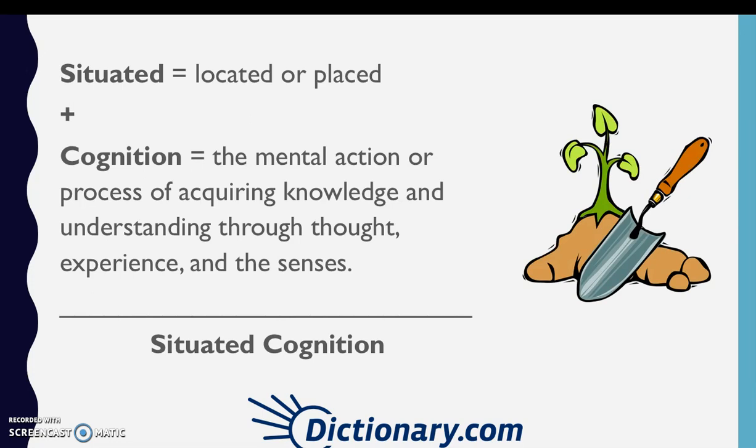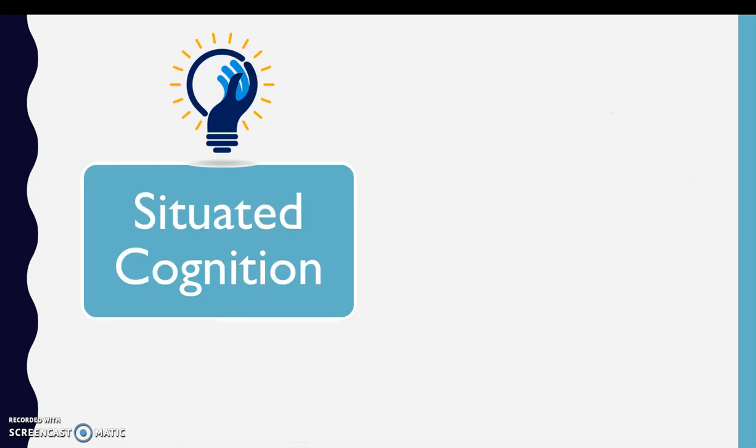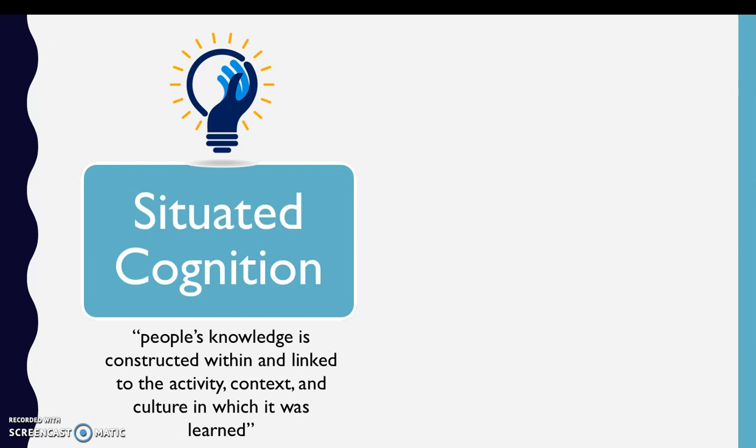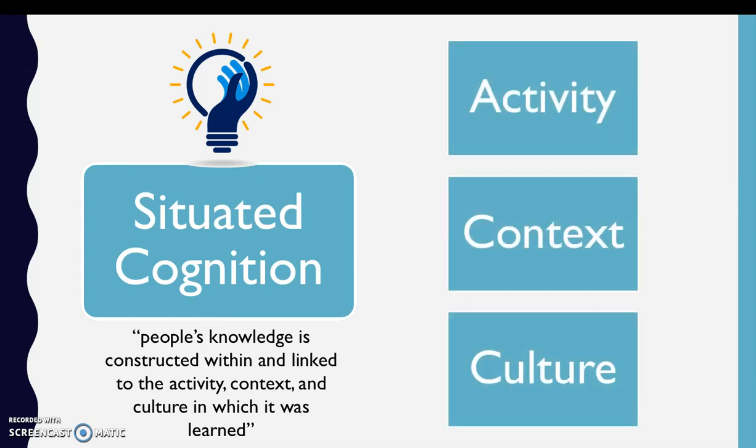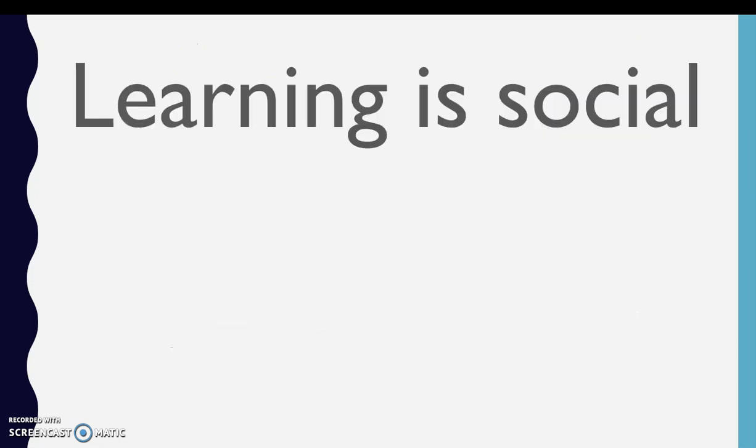But let's dig a little deeper and talk about situated cognition as a learning theory and how we can use it as college teachers. Situated cognition as a learning theory states that people's knowledge is constructed within and linked to the activity, context, and culture in which it was learned. So three key areas: activity, context, and culture. This is what really defines situated cognition and helps differentiate it from other forms of cognition that we've probably learned about in other courses.